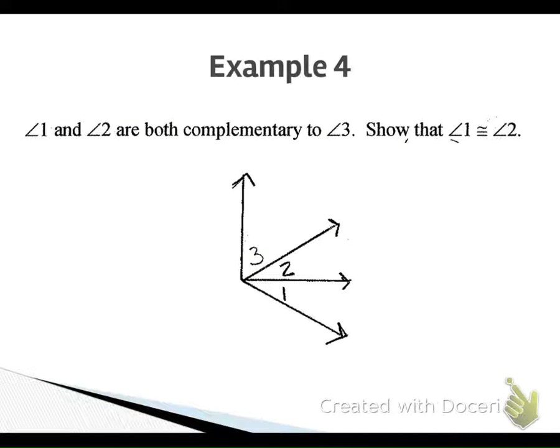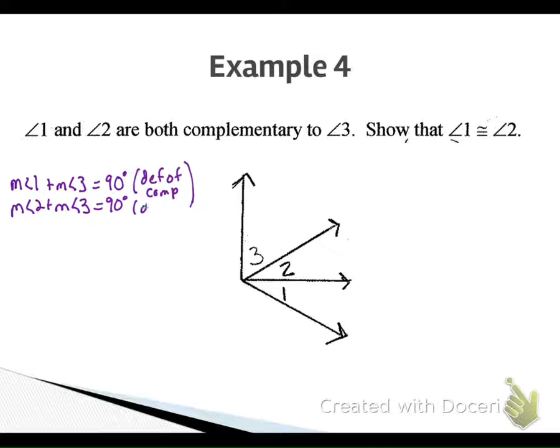So angle 1 and angle 2 are both complementary to angle 3. We want to show that angle 1 and angle 2 are congruent. So our first step is we want to show what's complementary. What does it mean to be complementary? 90 degrees, yep. So we're going to do the measure of angle 1 plus the measure of angle 3 equals 90. And we know this by definition of complementary. We also know that the measure of angle 2 plus the measure of angle 3 equals 90 degrees. And by that same definition, def of comp.